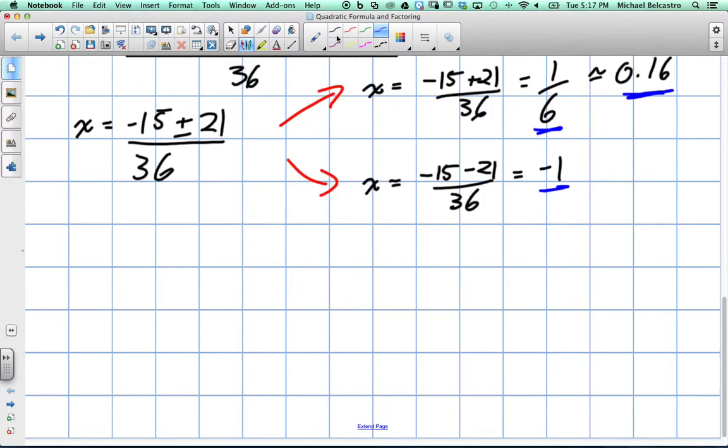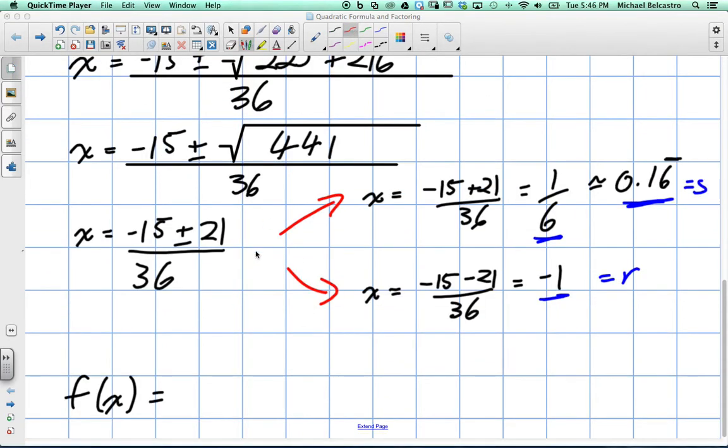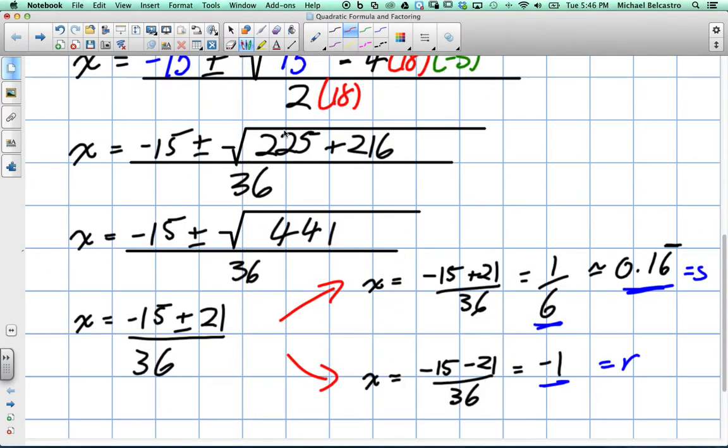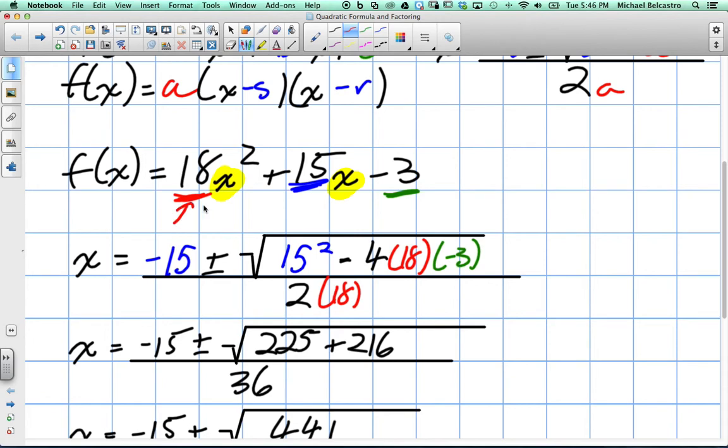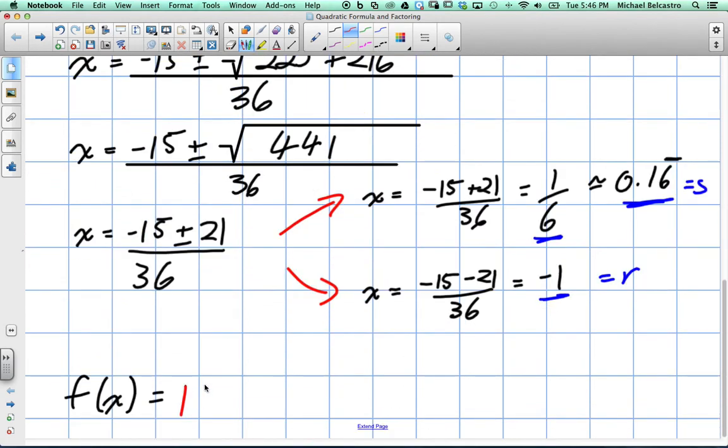So if you remember our factored form, f of x is equal to, because we did it through the quadratic formula, our a value will be the a value we had at the beginning. So in this case, the number 18. We'll fill that in there.